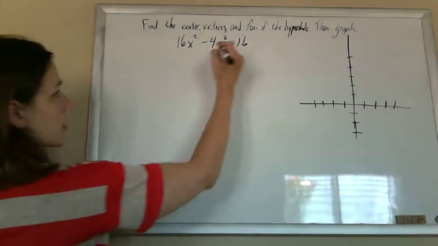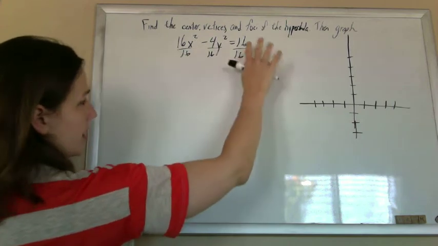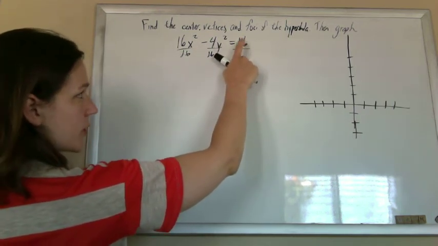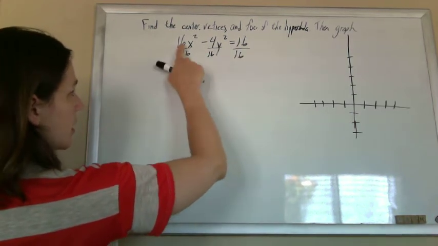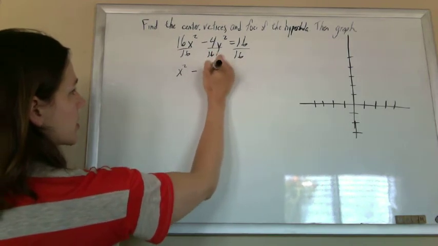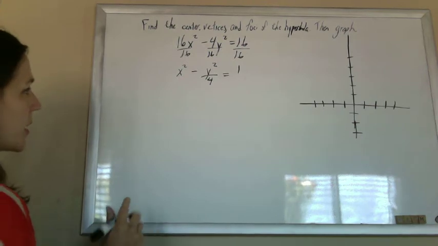So first thing we have to do for this one is to put it in standard form. All these conics, except for circles in standard form, have a 1 here. So to force that guy to be a 1, I've divided every single piece by 16. So I'm going to get x squared minus, this reduces to y squared over 4. Now it equals 1, just like I planned.